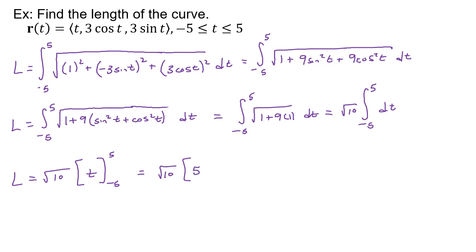So that would be 5 minus -5, plugging in the 5 and the -5 for t. 5 minus -5 is 10, so I get 10 root 10. And that would be the length of my curve. So that's a fairly easy one, so hopefully that's not too terribly bad. I'll show you one a little bit more complicated than that.